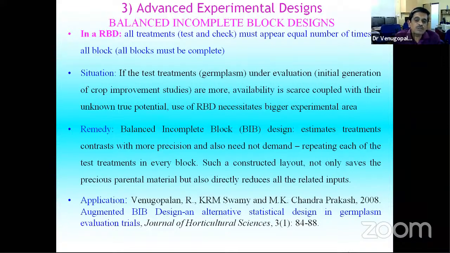If you want to make use of a RBD, minimum 3 replications are required. When we don't have sufficient seed material for the newly introduced germplasm, when we don't know the unknown potential, if we try to make use of a RBD, then the layout and also the associated inputs are very high. It is very difficult for them to manage. So for that, we have suggested a layout, that is augmented incomplete block design. Let me present the result.